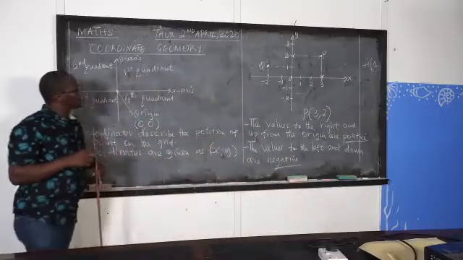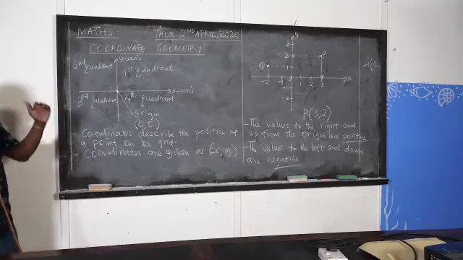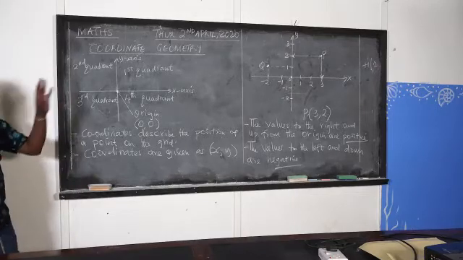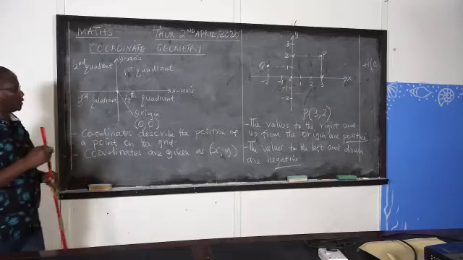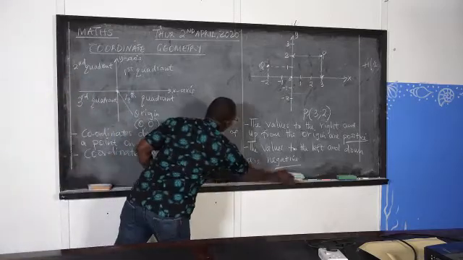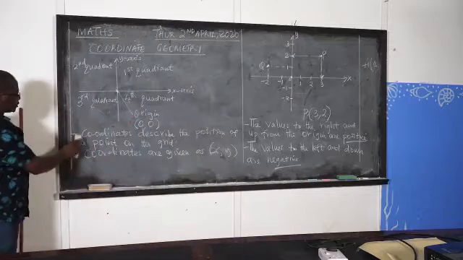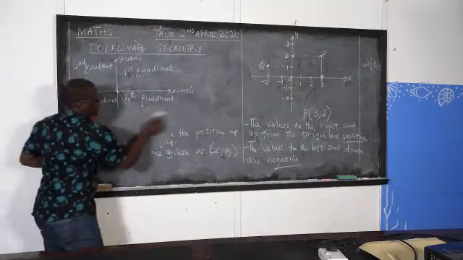So that brings us to the end of the first objective, knowing how to plot and how to read the coordinates. So we're going to move to the next objective, that is finding the gradient of a straight line.